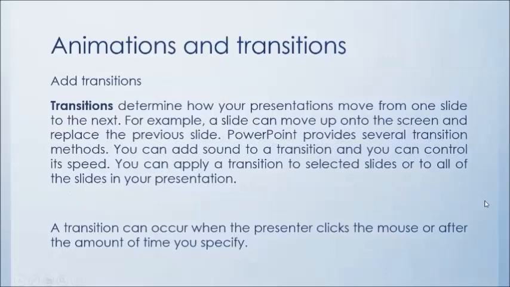Add transitions. Transitions determine how your presentation moves from one slide to the next. For example, a slide can move up onto the screen and replace the previous slide. PowerPoint provides several transition methods. You can add sound to a transition and you can control its speed. You can apply a transition to selected slides or to all of the slides in your presentation. A transition can occur when the presenter clicks the mouse or after the amount of time you specify.